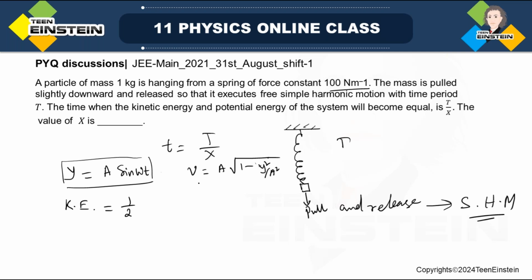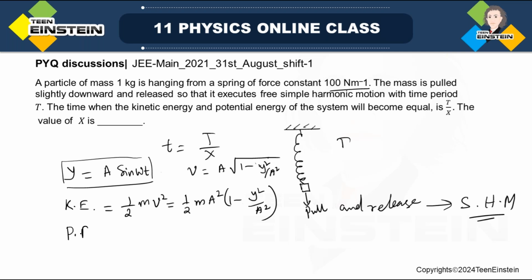So this is the velocity at any displacement y, an arbitrary displacement y at time t. Let us take m equal to 1 kg, so let us take that as m itself here. Half m v square is half m a square omega square into 1 minus y square by a square. Let us keep it like this.